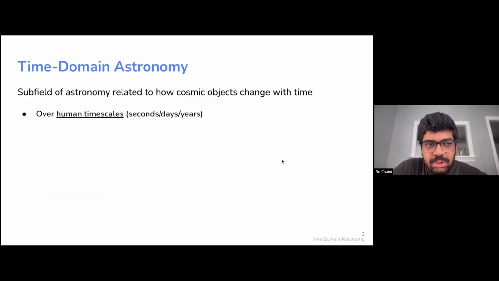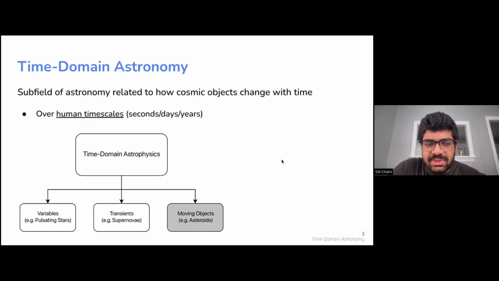So, time domain astronomy is the subfield of astronomy related to how cosmic objects change with time. And this change is typically over human time scales, so something like seconds to days to years. And typically we can think of objects within time domain astronomy to fall in these three rough categories. The first one is variables, an example would be a pulsating star. Variables are events that alter the brightness of some object, either periodically or episodically, but they sort of persist.